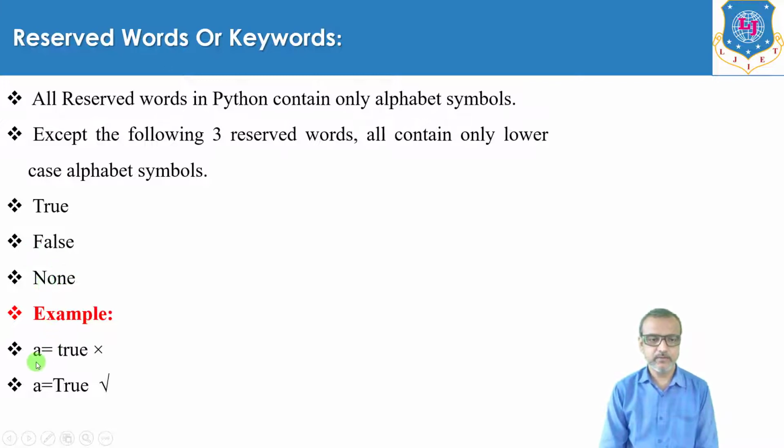For example, if I write A equals to true, this is invalid. Why? Because I have written a small t over here. But if I write A equals to True, where the first letter is capital T, this is a valid one.